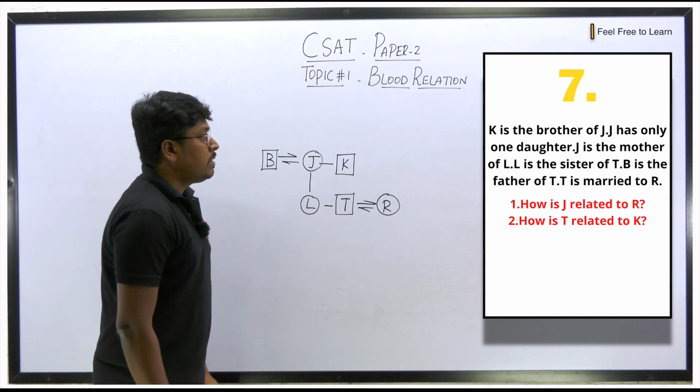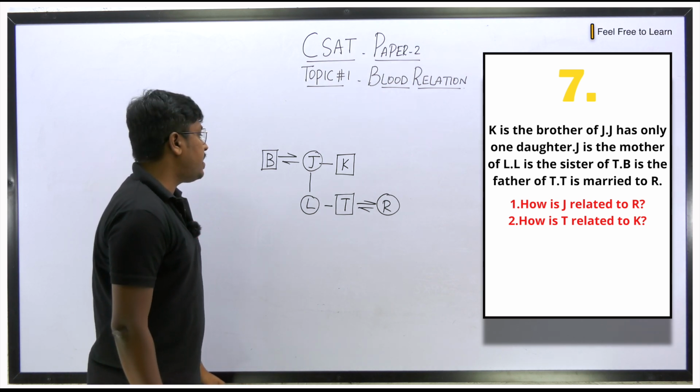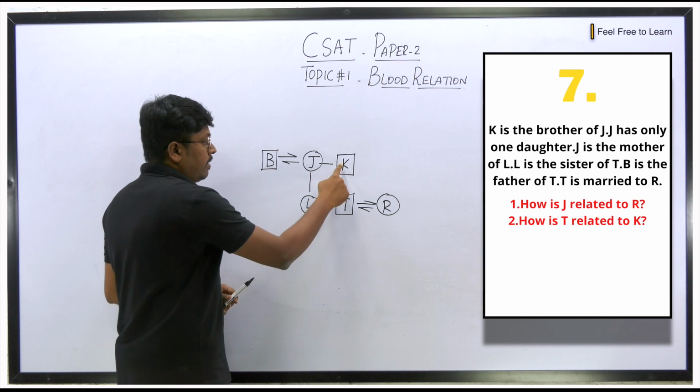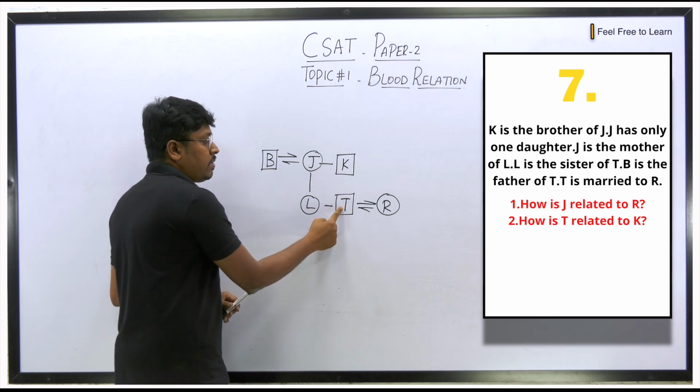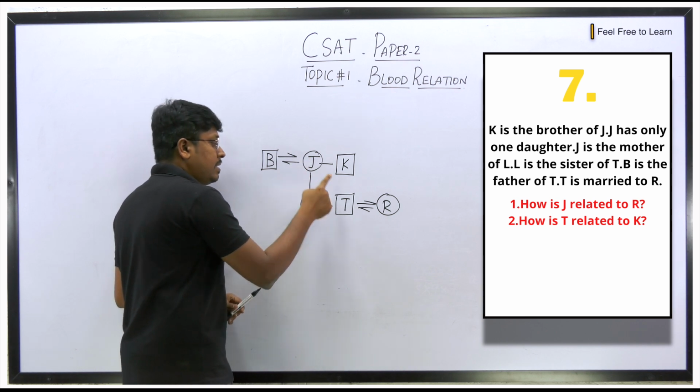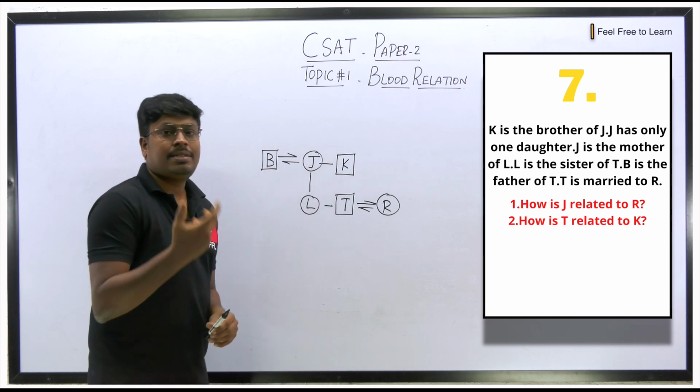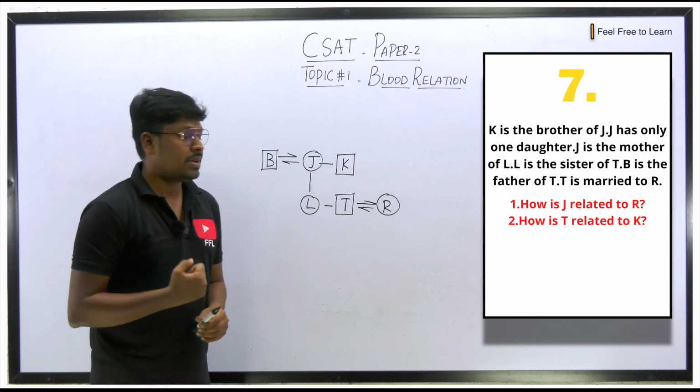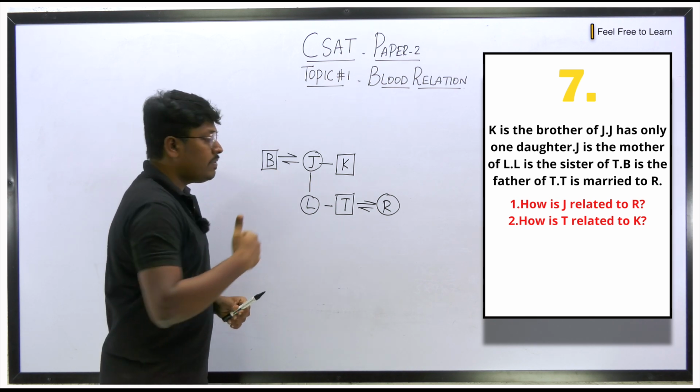Got it? Second question, how is T related to K? From K, our target is to find what the relation of T is. From K, J will be the sister. Sister's son is T. So sister's son should be called nephew. So the answer for question number 2 will be nephew.